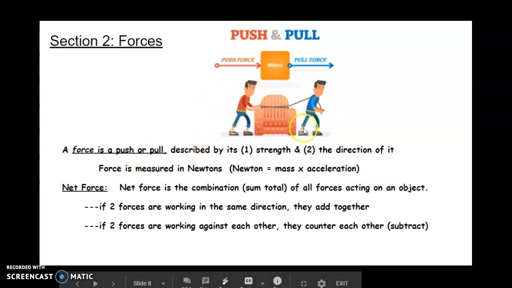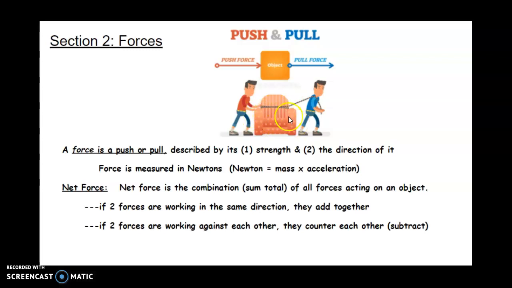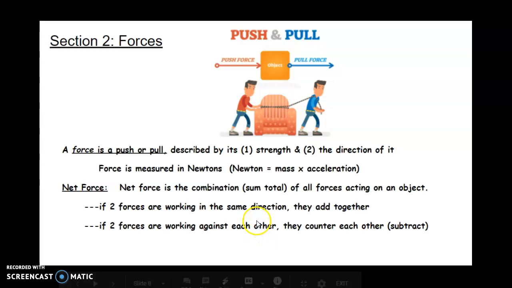So we have two guys trying to move a big sofa, chair, whatever, lazy boy chair? I don't know what that is. But this guy is pushing and this guy is pulling. They are working together to move the object.